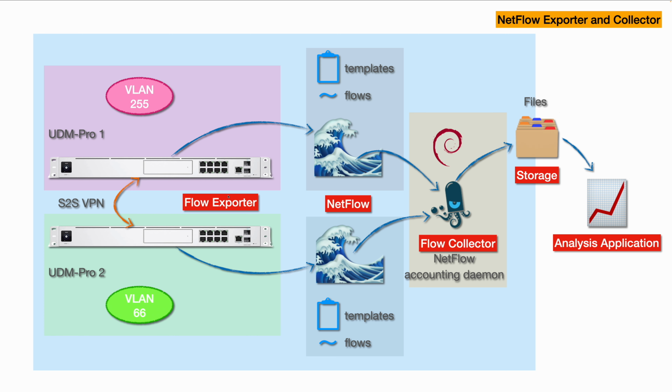The end-to-end NetFlow process can be simplified as, okay, you have a flow exporter, in our case the UniFi gateway. Then you export the flows to a collector. Then the collector can store the flow records. Then later you can use analytic applications to analyze the data.